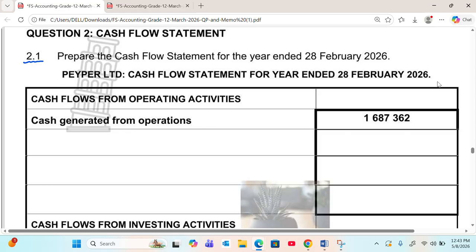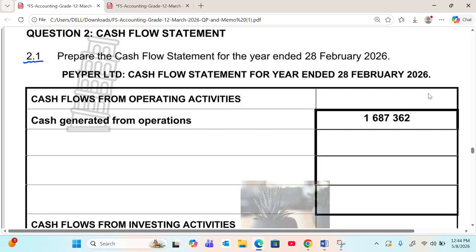So before we can start with our example again, we need to highlight why it is important to prepare the cash flow statement. What is the purpose? What is the main aim of creating the cash flow statement? 1, to track the movement of cash. Money coming into the business, the inflow. So you prepare the cash flow statement to determine where this money that we are receiving is coming from. So you are trying to determine your source of income. Where is it coming from?